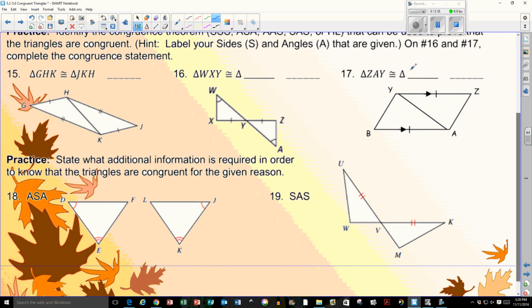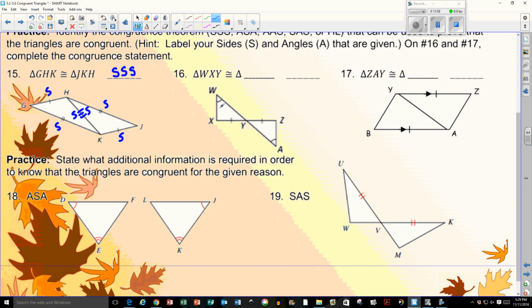All right, so let's look. We're going to label our sides. So this side goes with this side. This side goes with this side. They share this side. So this side goes with this side. So these two triangles are congruent by side, side, side. And I used my hidden information.